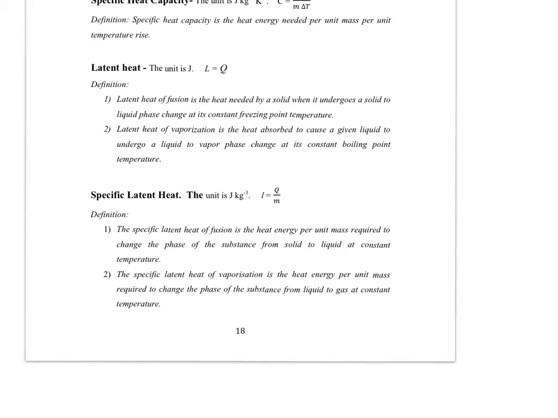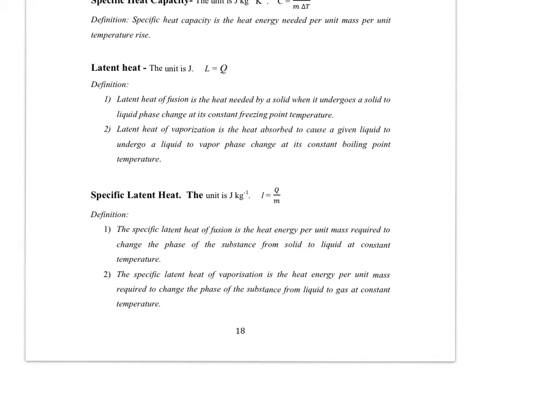But if you want something more useful, something that tells us a property of the material, we use specific latent heat. So specific latent heat is the heat energy needed per unit mass required to change the phase of substance from solid to liquid at constant temperature. And specific latent heat of vaporization is the heat energy per unit mass required to change the phase of the substance from liquid to gas at constant temperature. So you look at the formula, latent heat is just Q, whereas specific latent heat is Q over m.